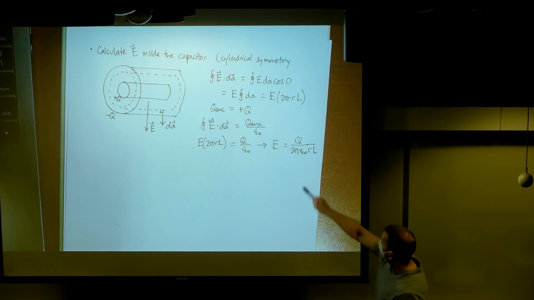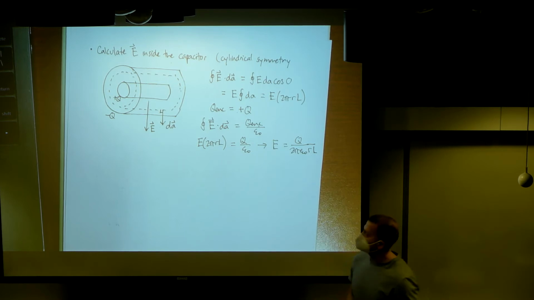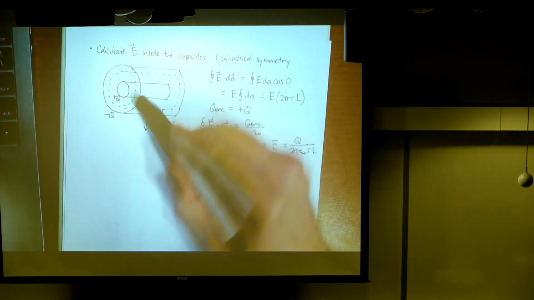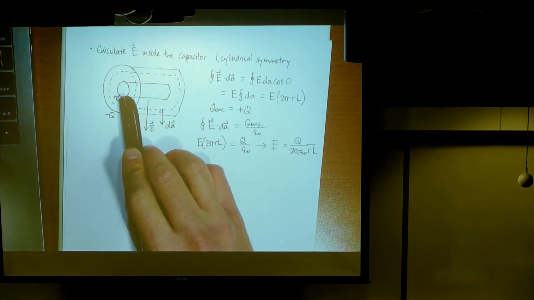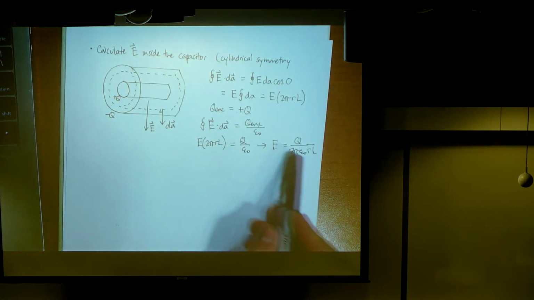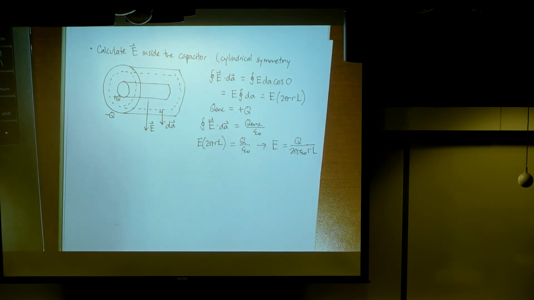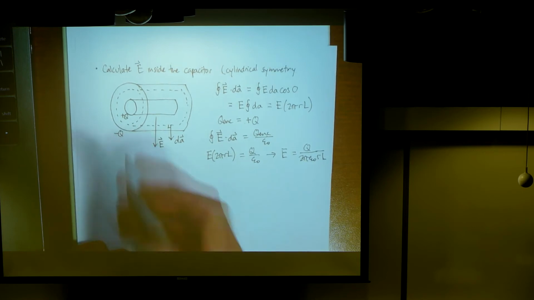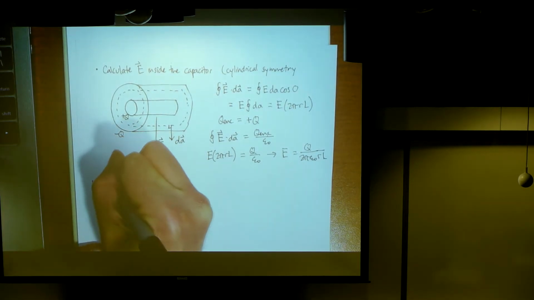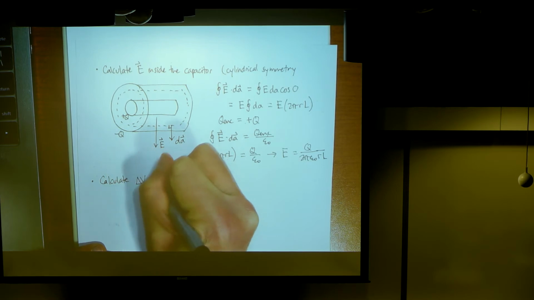Now notice it depends on our distance. So the E field is the strongest at the smallest radius, so over here, and it just gets weaker as we go up because it's 1 over R dependence, okay? Okay, next step. We're going to calculate delta V, that's potential difference.